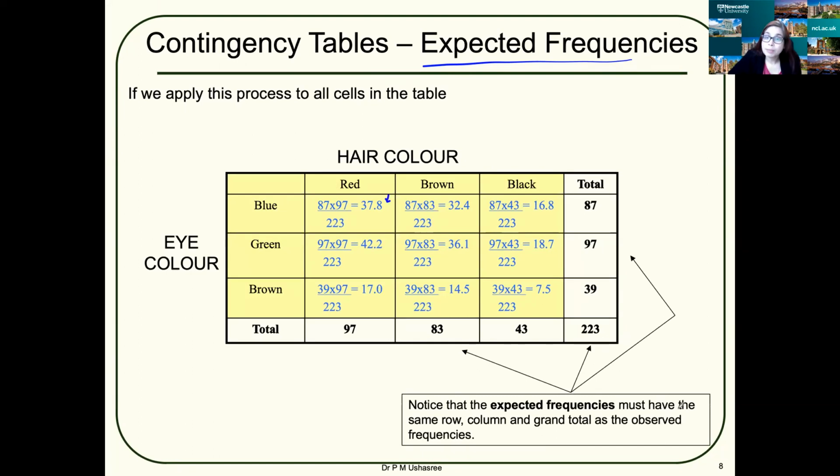So notice that the expected frequency must have the same row, column, and grand total as the observed frequency, because you are calculating the expected frequency based on the fact that the null hypothesis is true.